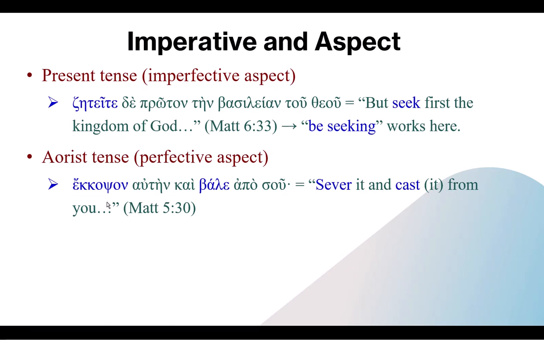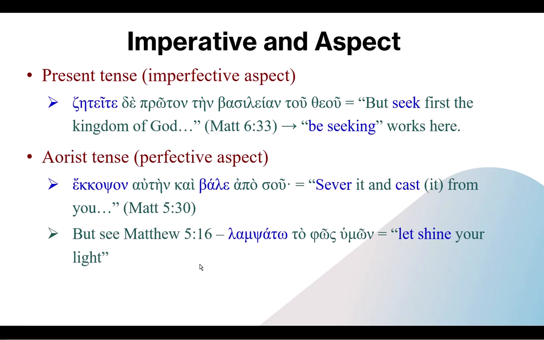But while we're looking at the aorist, let's look at Matthew 5:16. Lampsato to phos humon. This is a third person imperative, which has the idea of let something happen. So let shine your light, or let your light shine. This is an aorist active imperative, third singular. But when we talk about let your light shine, we're probably thinking of something that's going to keep happening. So again, context always provides the meaning.